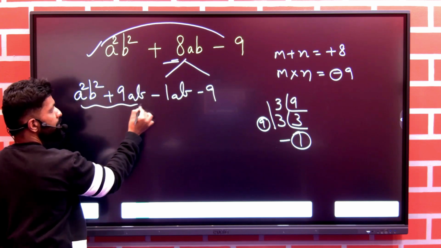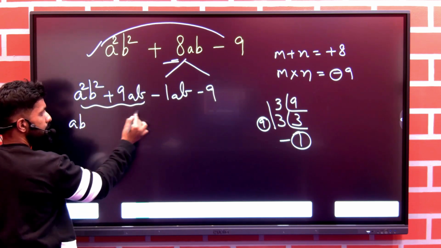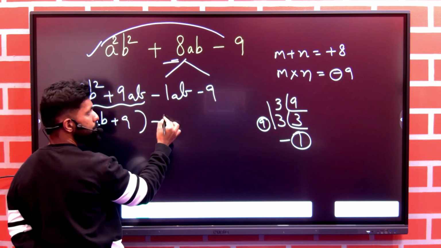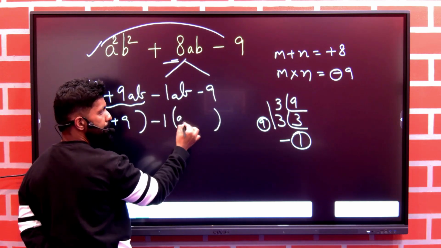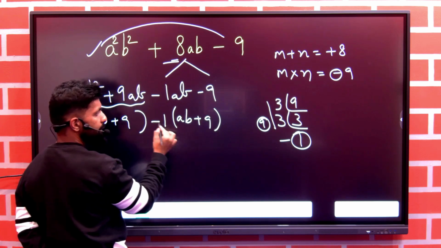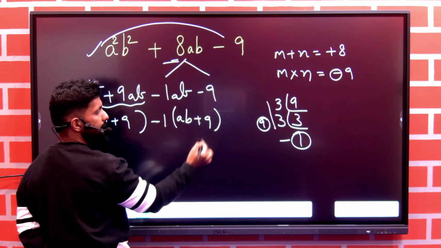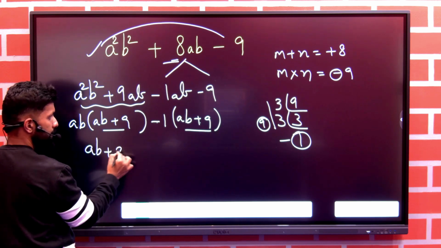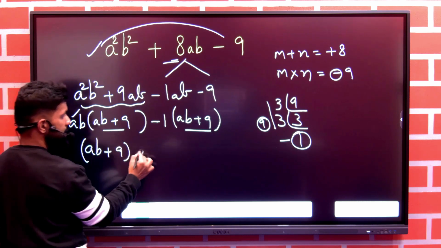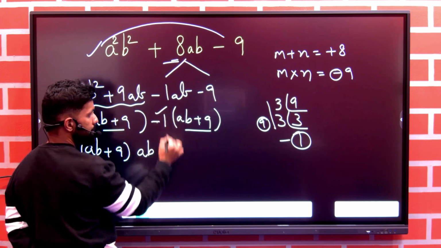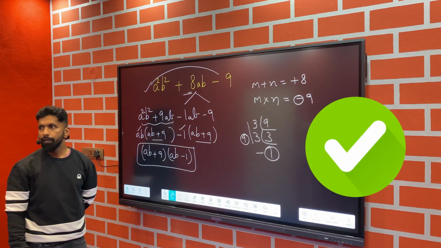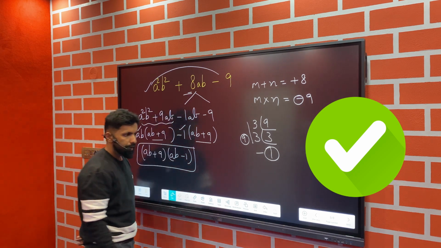Now what's common from here? ab is common. So ab plus 9 minus 1 is common. ab plus 9, guys, because minus into plus is minus, right? Now again ab plus 9, ab plus 9 looks common. What's remaining here? ab minus, what's remaining here? 1. This is your required factorized answer, right? Okay, so next question.